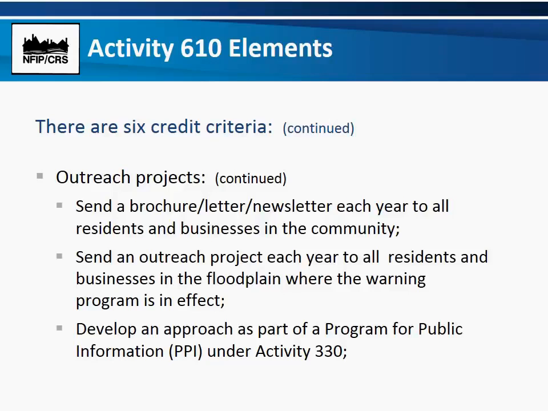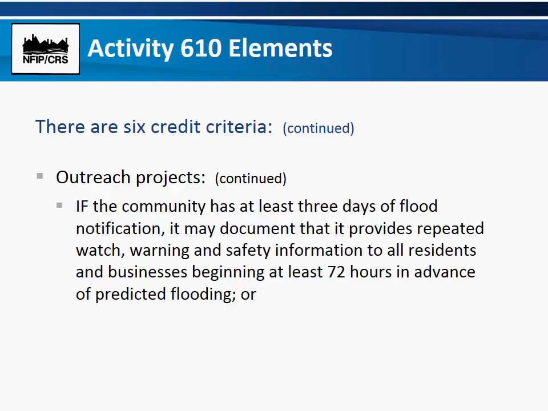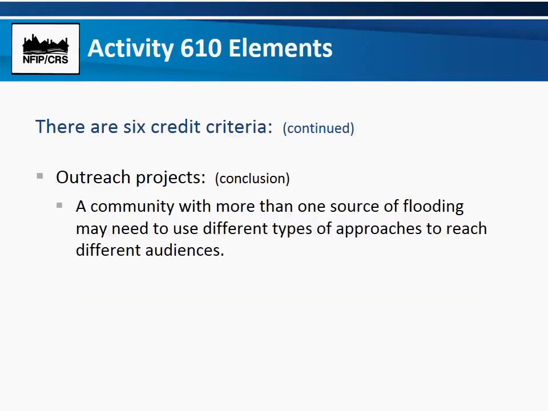For outreach, if you have at least 3 days of notification, such as coastal, it would be hurricanes, you may have to have repeated warnings, watches, safety information at least 72 hours in advance of that flooding. If your community has more than one source of flooding, such as riverine and coastal, you may have to use different approaches to reach your different audiences.